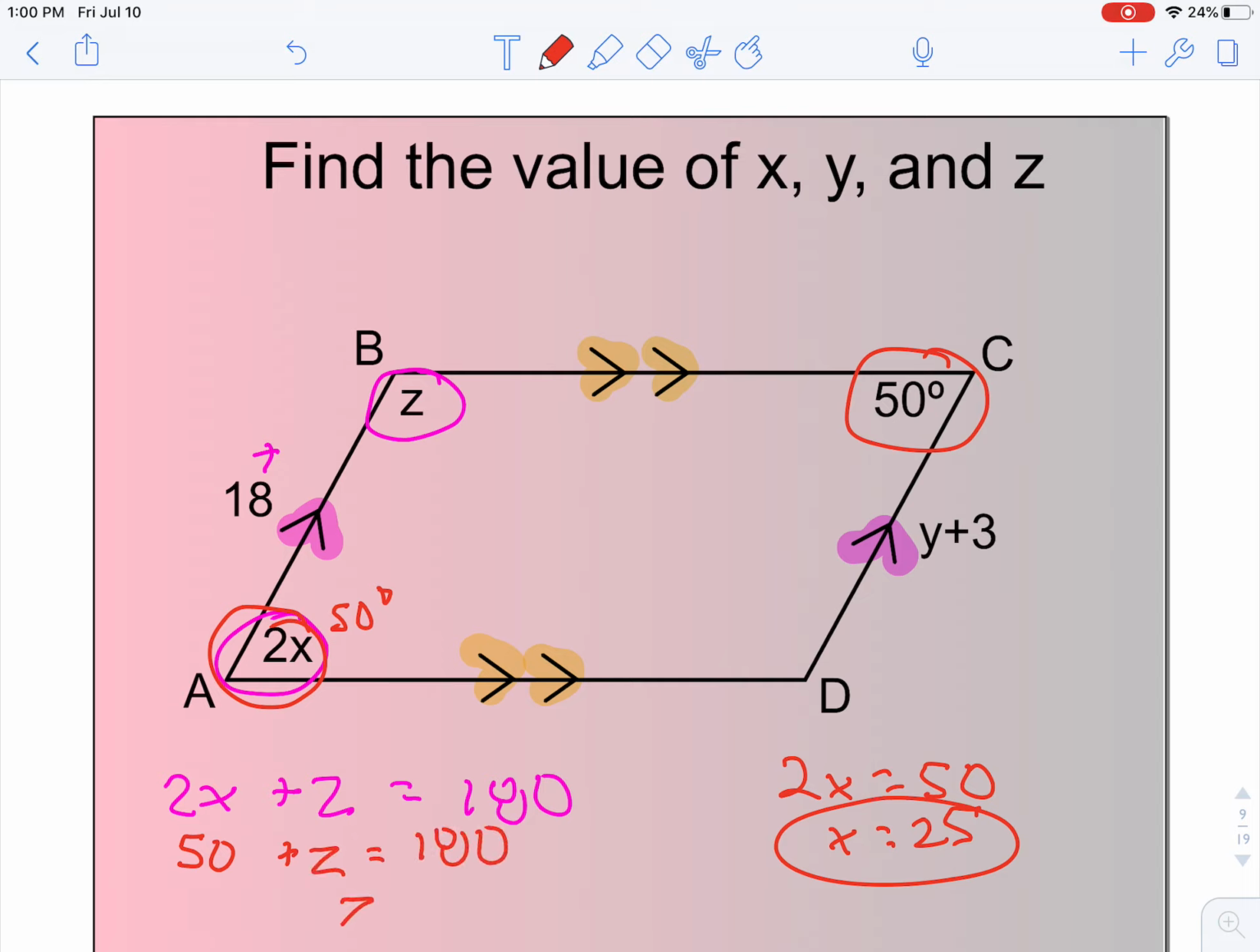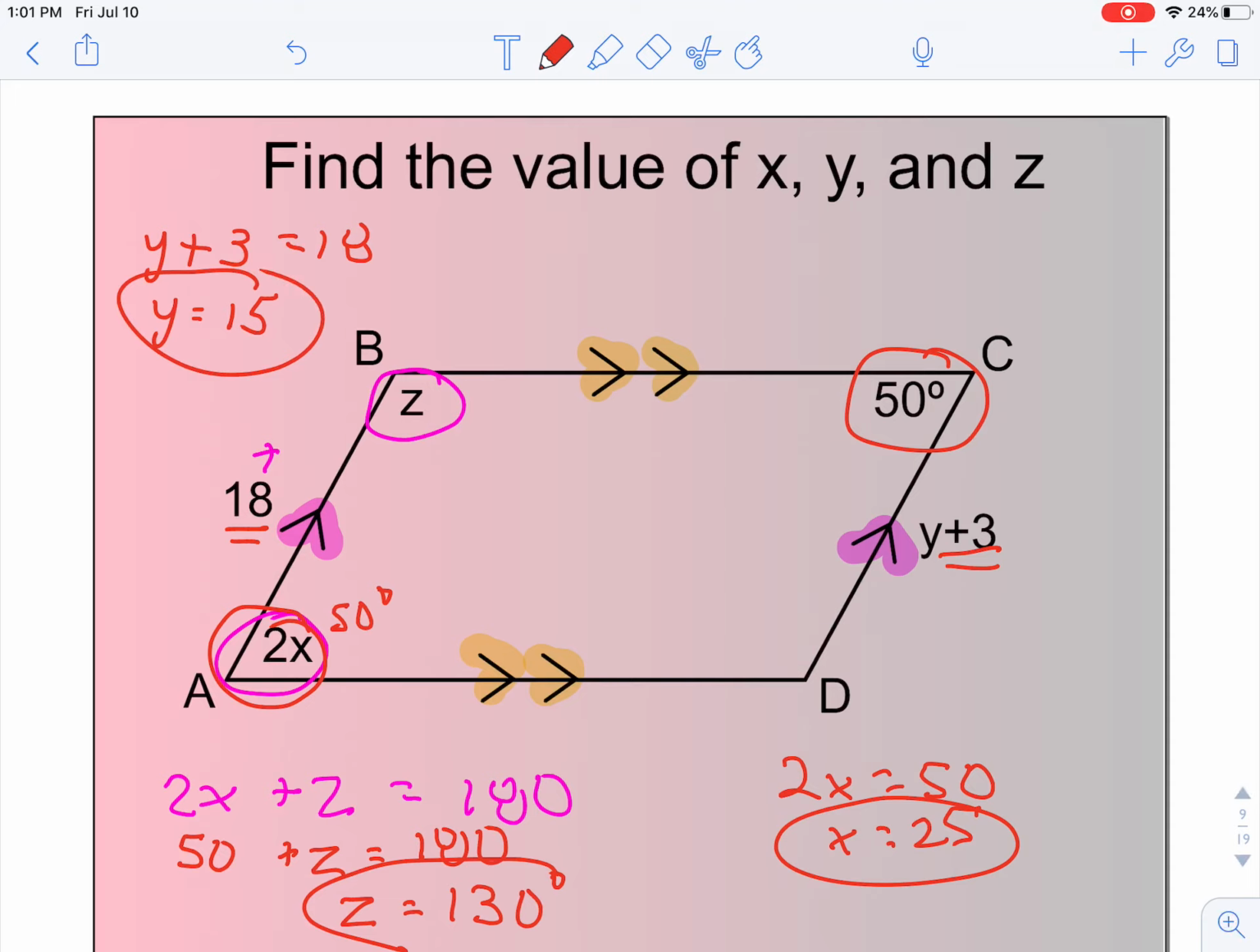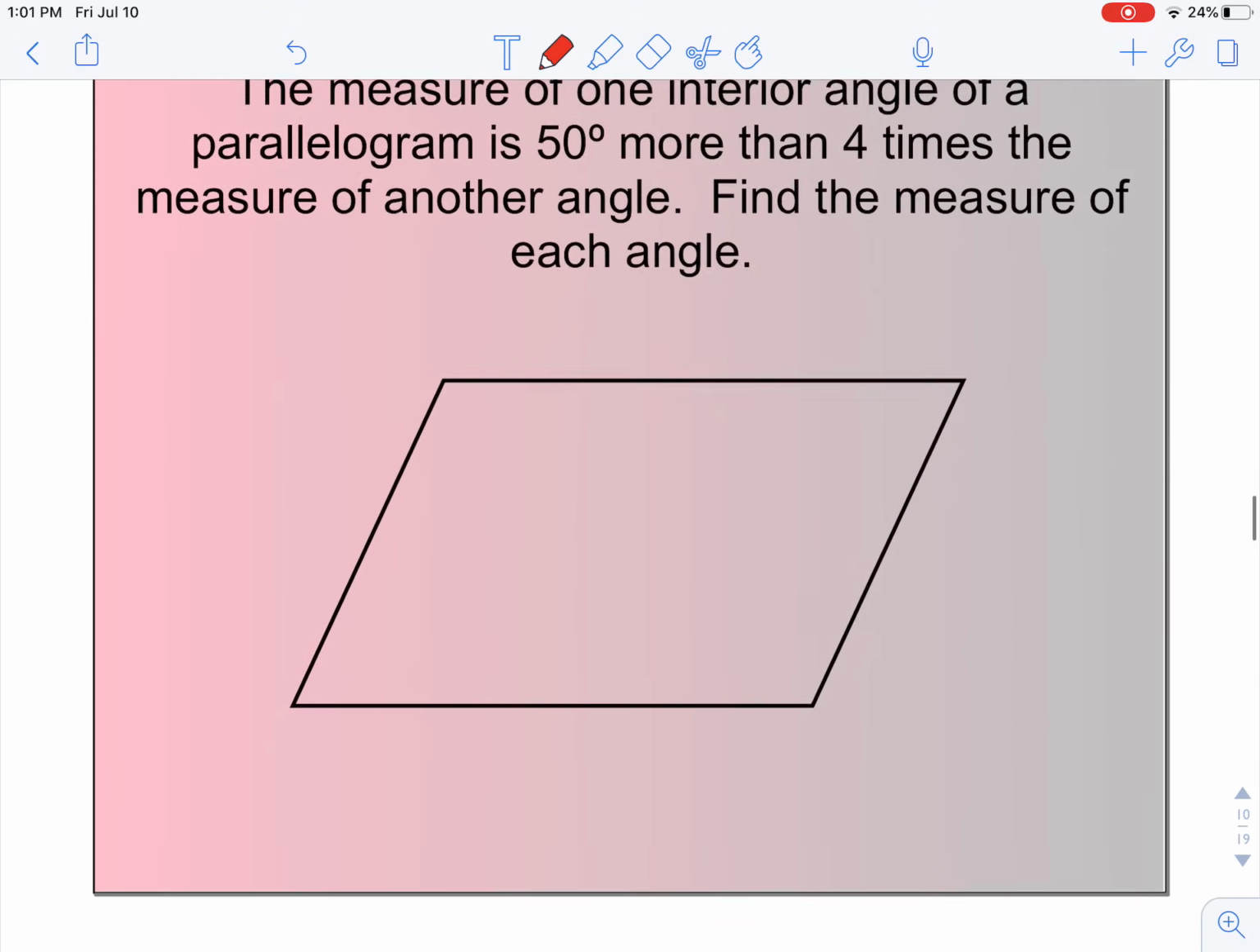So 50 plus z equals 180. So just subtract 50 and z is 130 degrees. And last but not least, I can find y right here, because y's opposite side is 18, and so y plus 3 has to equal 18. So then y is equal to 15. So I found the values of x and y and z.